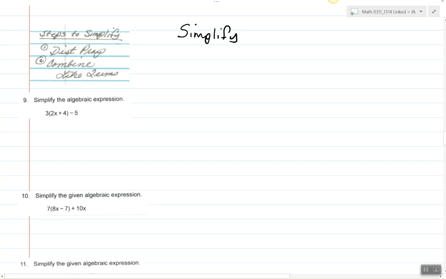So let's look at number 9. I have 3 parentheses, 2x plus 4, close parentheses, minus 5. This is not an equation. This is not an equal to statement. I'm simply going to use these 2 steps, 1, 2, to simplify.